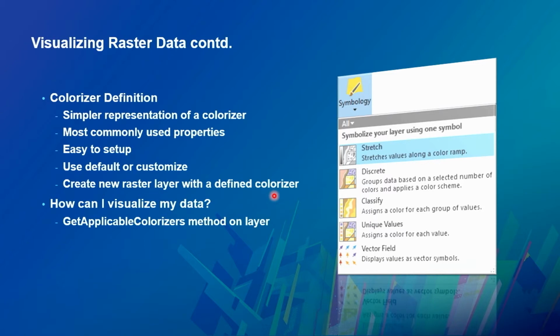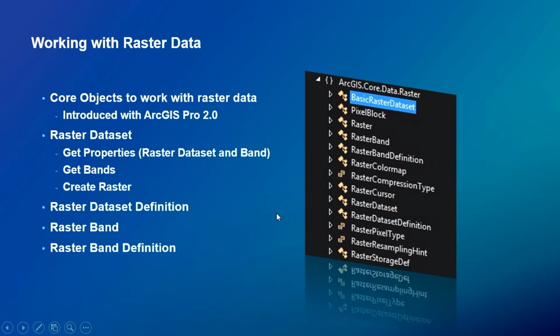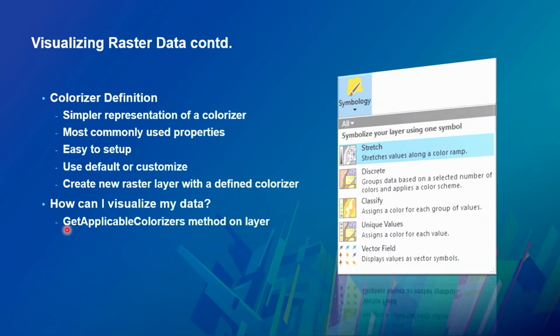Once you have a colorizer or a colorizer definition, you can create a new raster layer with that defined colorizer. Now, the system also has the ability to tell you how you can visualize your data, or which of these are applicable for your data. That is basically the get applicable colorizers method on the layer, which tells you, okay, fine, so you can visualize your data using the stretch, the classify, or the unique values, for example. So this was basically how you can use the Pro SDK to visualize raster data and control how it's being rendered.